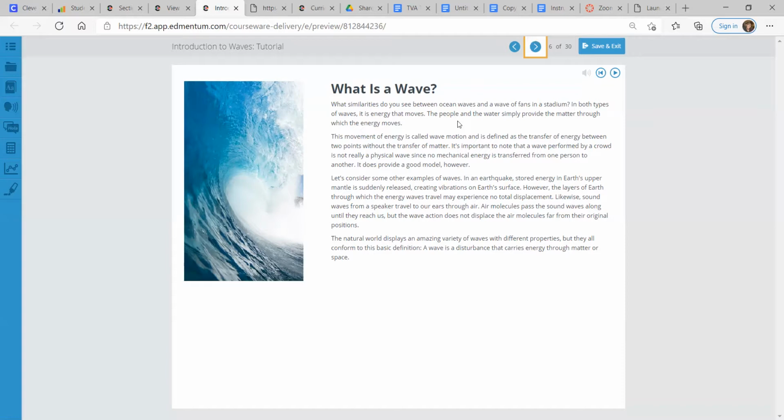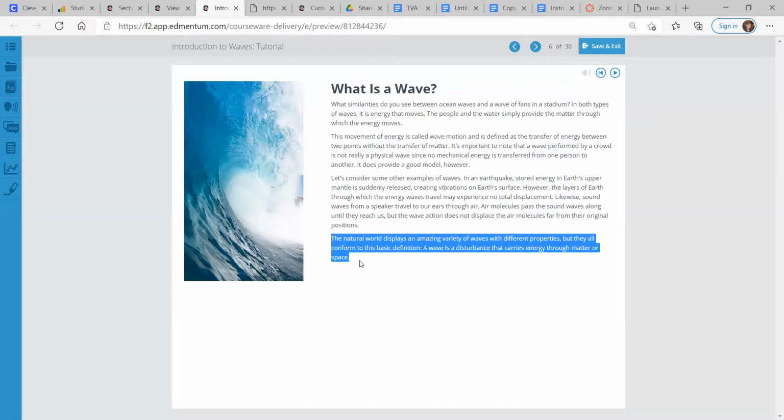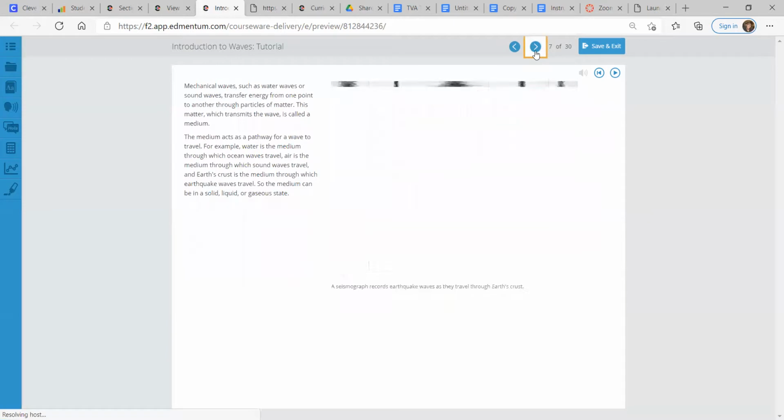The natural world displays an amazing variety of waves with different properties, but they all conform to this very basic definition. A wave is a disturbance that carries energy through matter or space. That's a key point. Even though all these things may look different and they have different properties, they are all disturbances that carry energy through matter or space.